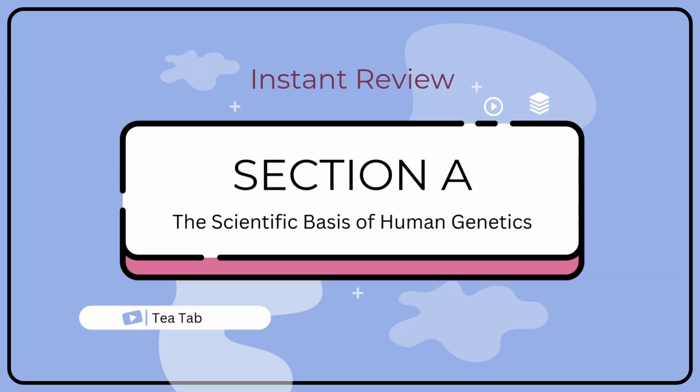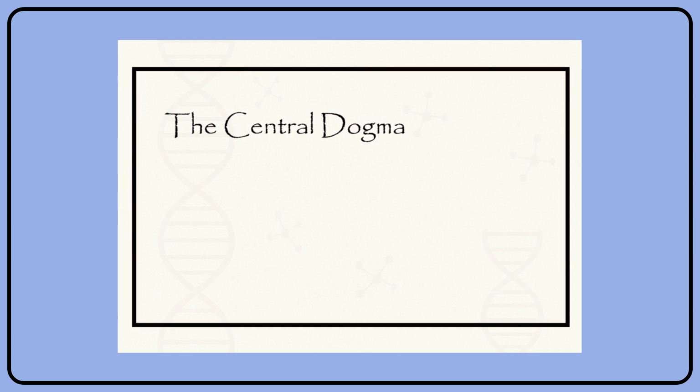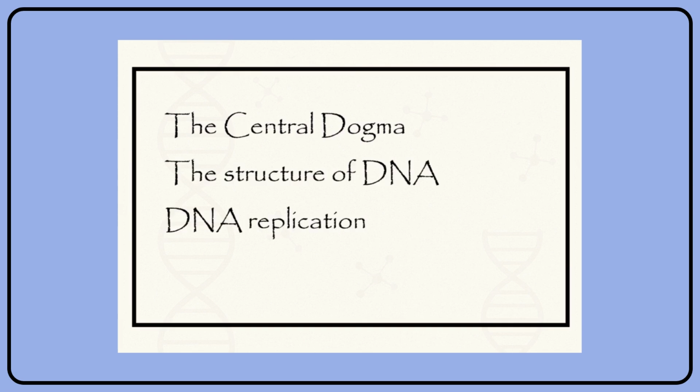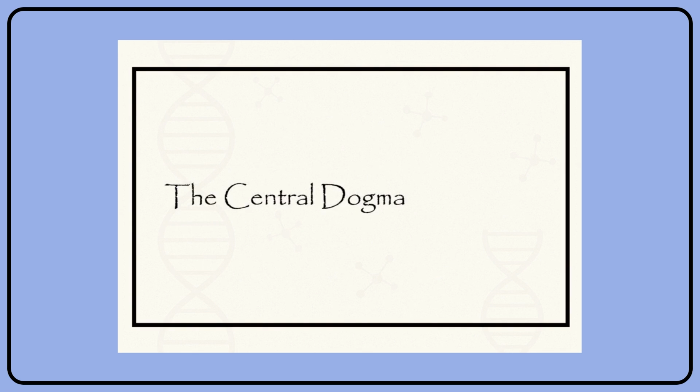Hello everybody! Today we are going to dive into very foundational concepts in biology that are crucial for understanding how life works at the cellular level. The concepts that we are going to talk about are the central dogma, the structure of DNA, DNA replication, and the structure of chromosomes. First, we want to talk about the concept of the central dogma.